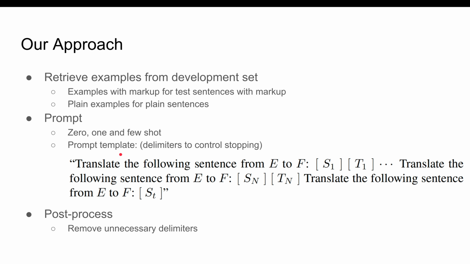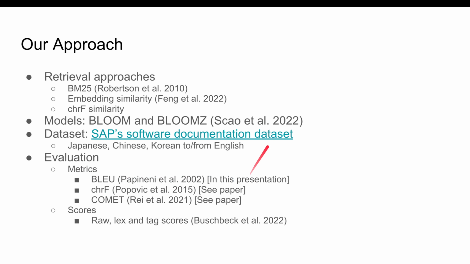The prompt template that we used was as follows, and we use these square brackets as delimiters to control stopping. We perform post-processing to remove the unnecessary delimiters, the prompt prefix, and anything after the closing bracket delimiter. As for the retrieval approaches, we focused on BM25, which is an n-gram-based retrieval approach, the embedding similarity approach using LaBSE as the embedding representation generator, and the chrF similarity-based approach. In this paper, most of the results we talk about use the embedding similarity, and we do ablations with comparison against the chrF and BM25 approaches.